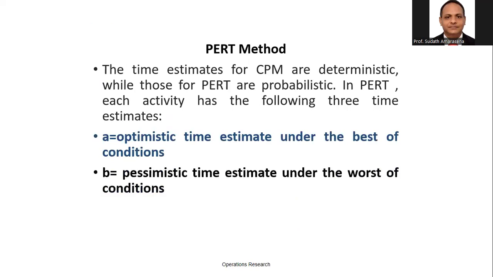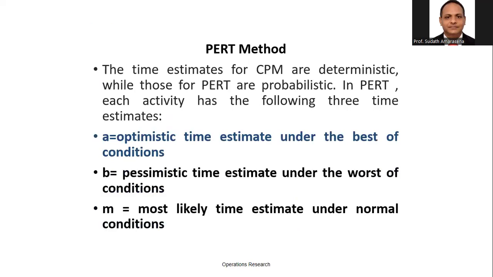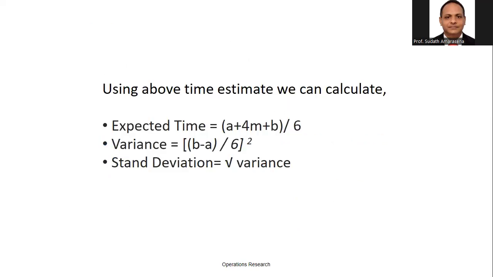Simple A value, simple B value, and M value. Based on all that, we should calculate the expected time. How to calculate? Simple A plus 4M. 4 is the constant. Multiply by the most likely time, plus B, the pessimistic time, and divide by 6, and you can get the expected time.